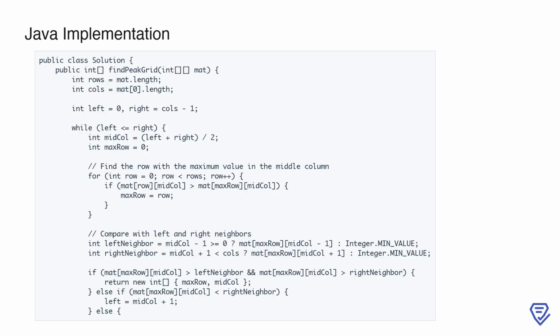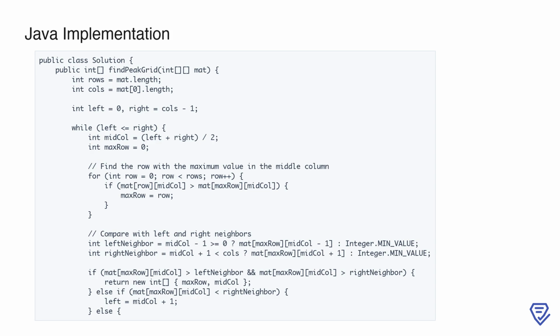Within the loop, we calculate the middle column, midCol, as the average of left and right. We also initialize maxRow to 0, which will help us find the row in the middle column that contains the maximum value. To do this, we iterate through every row in the middle column, comparing values. If we find a value greater than the current maximum, we update maxRow to this new row index.